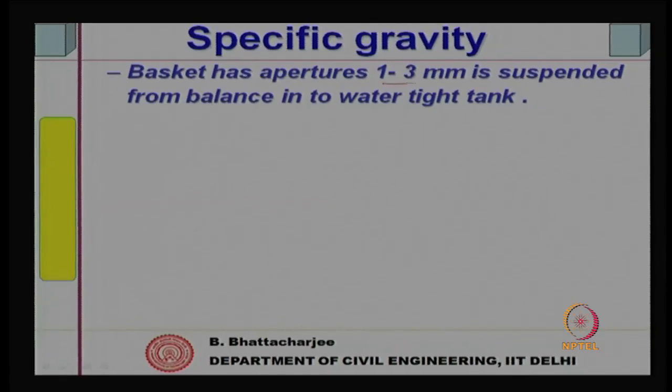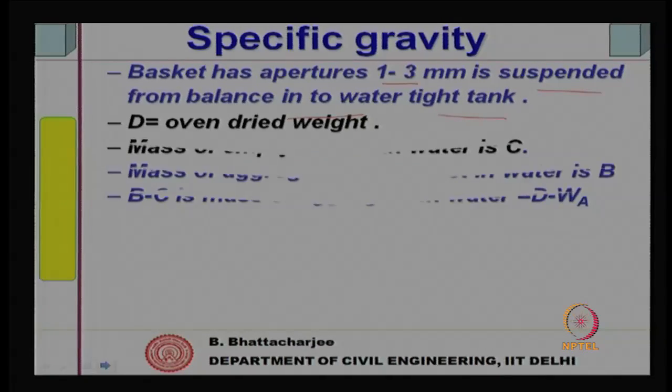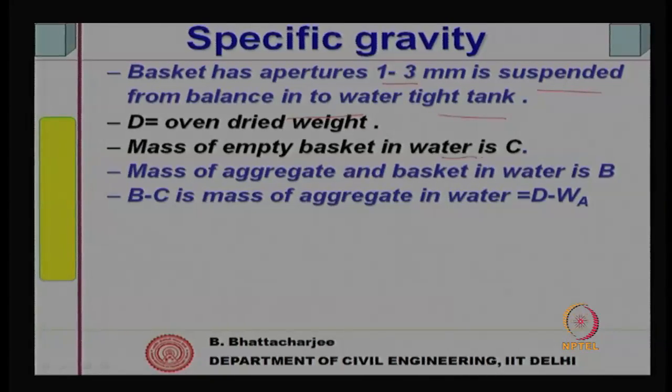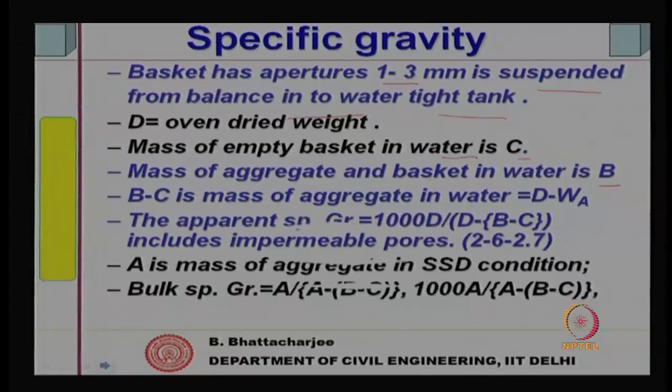The basket has apertures of 1 to 3 millimeters and is suspended from a balance in a watertight tank, and let us say D is the oven dried weight. The mass of the empty basket in water is C, and the mass of aggregate and basket in water is B. So, B minus C is the mass of aggregate in water, and that is the loss in weight. So, apparent specific gravity will be 1000 D divided by D minus (B minus C), because if everything is in kg, then you have to multiply it by 1000 in order to get the specific gravity.